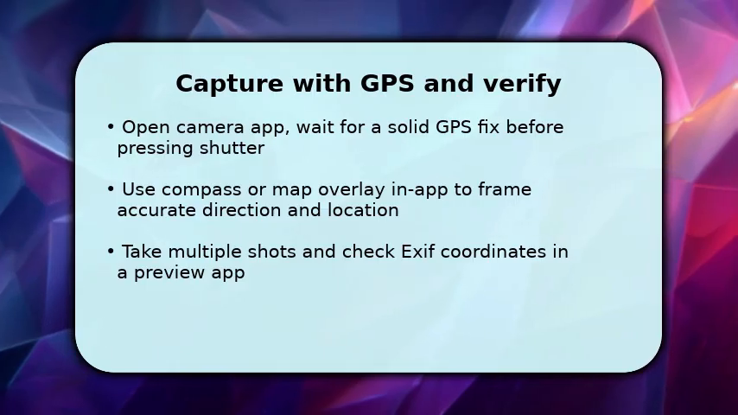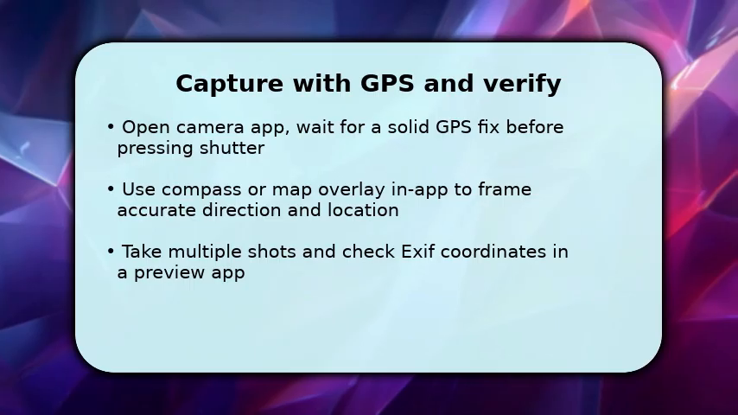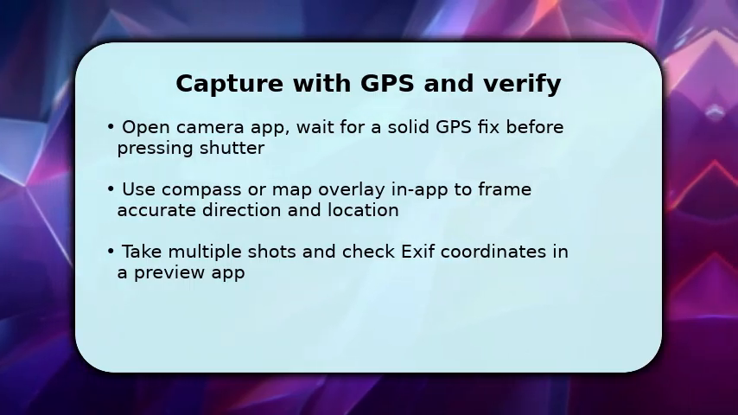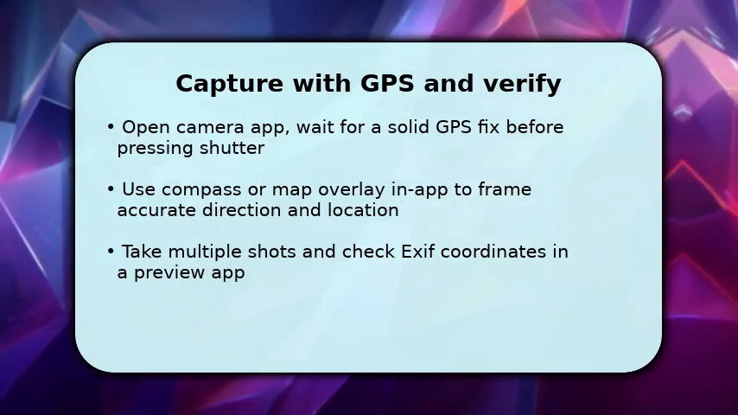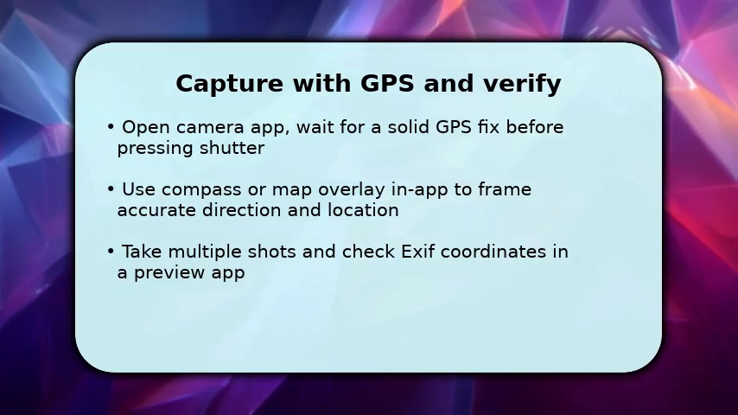Once you have a steady GPS fix, compose and shoot. You want the device to show at least several satellites locked so precision improves. That's why you wait. Use any map overlay or compass view to align bearing and confirm visible landmarks.